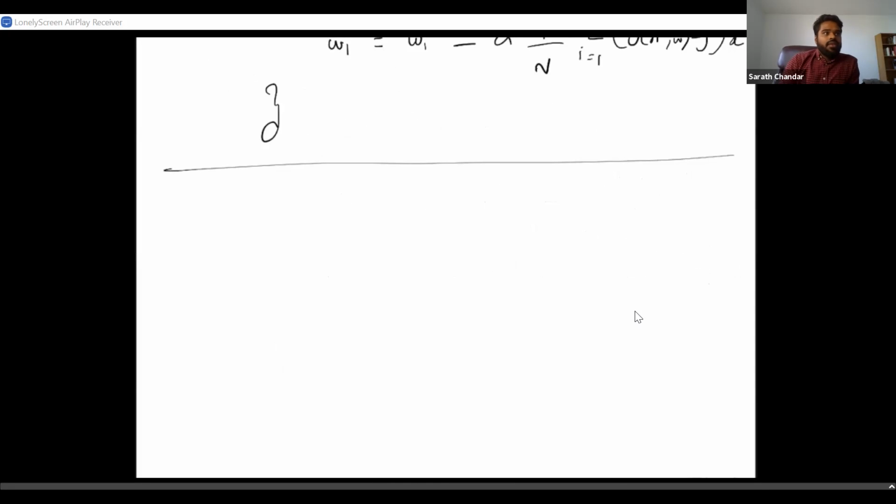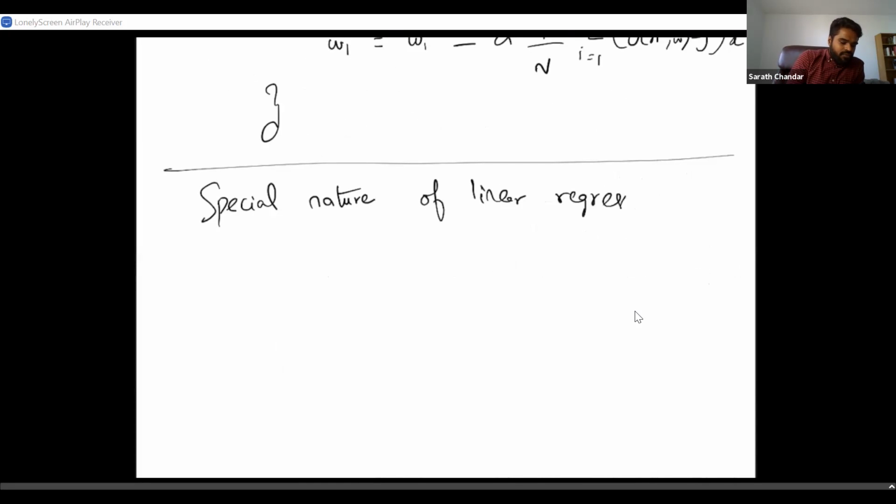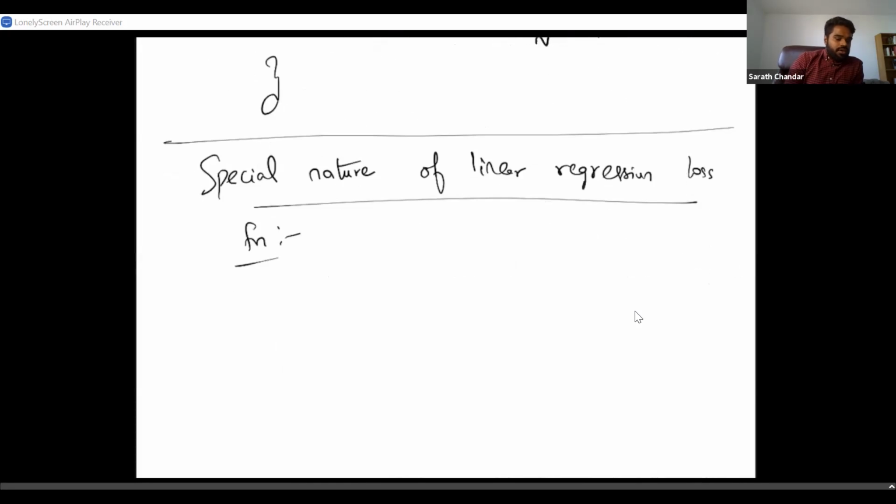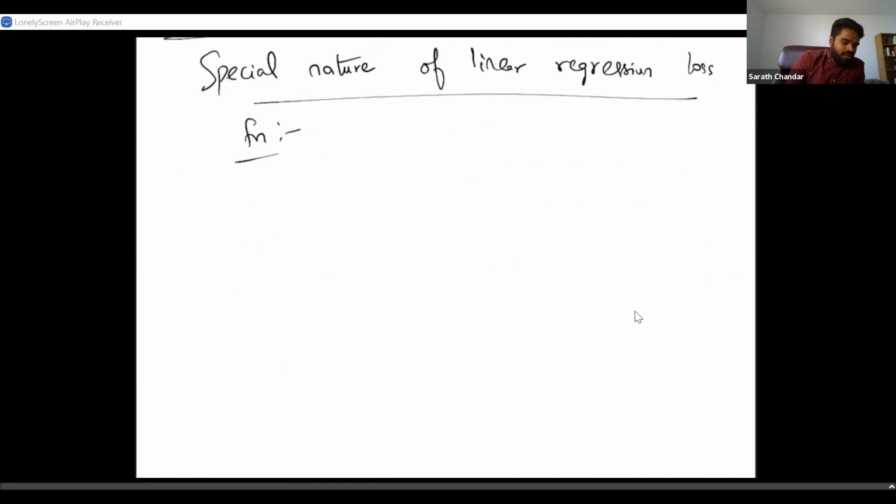Okay, so now that is gradient descent for linear regression. But as I said in the beginning, linear regression is a special example, because there's only one minimum. So what is the special nature of the linear regression loss function? In the case of linear regression, the loss function looks something like this, and you can see that there's only one minimum. So it is both the local minimum and the global minimum, right?